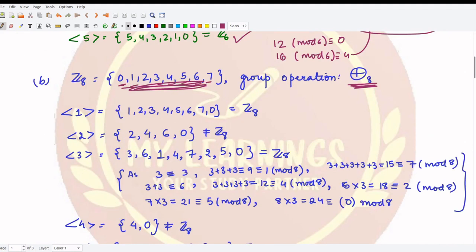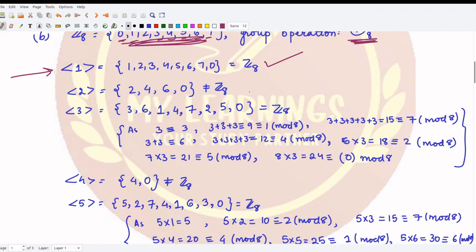If not, you can proceed with this method where we again check all the elements generated by 1, those generated by 2, 3, 4, 5, 6 and 7, all the elements. So you see that generated by 1 is equal to Z8, hence this forms the generator.